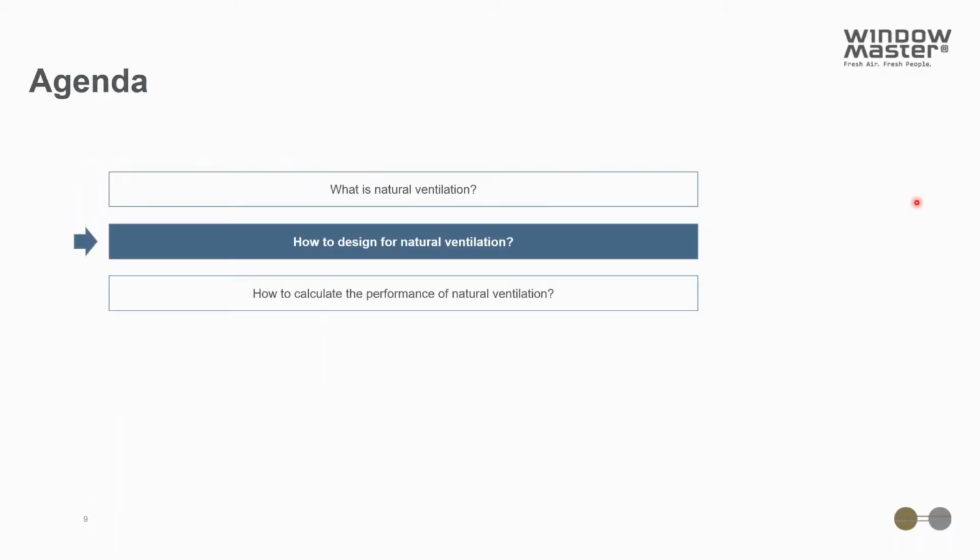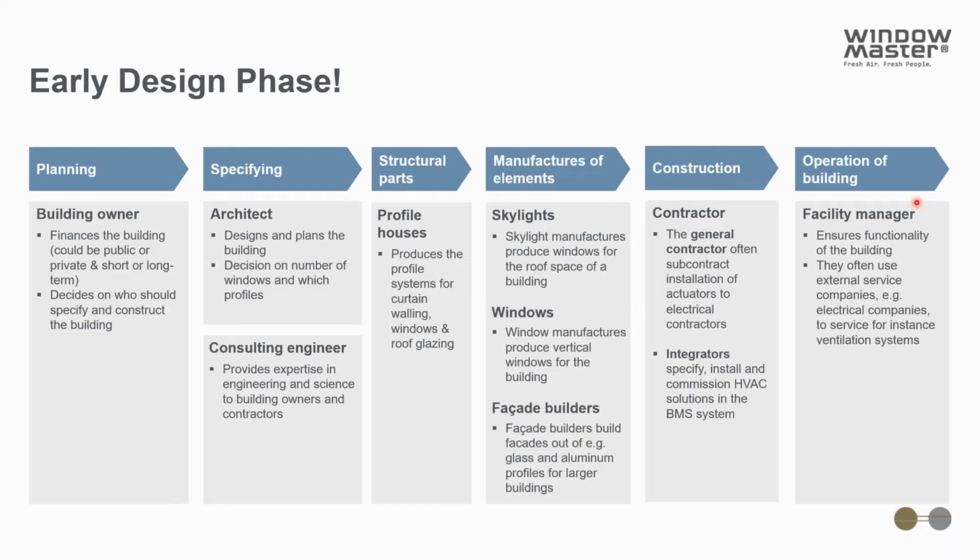So the next point of the agenda is how to design for natural ventilation in our buildings. A problem that we often see, unfortunately, is that natural ventilation and operable windows are thought of too late in a building design phase or in a building project. So we see that the buildings are already designed when natural ventilation is brought to the table.